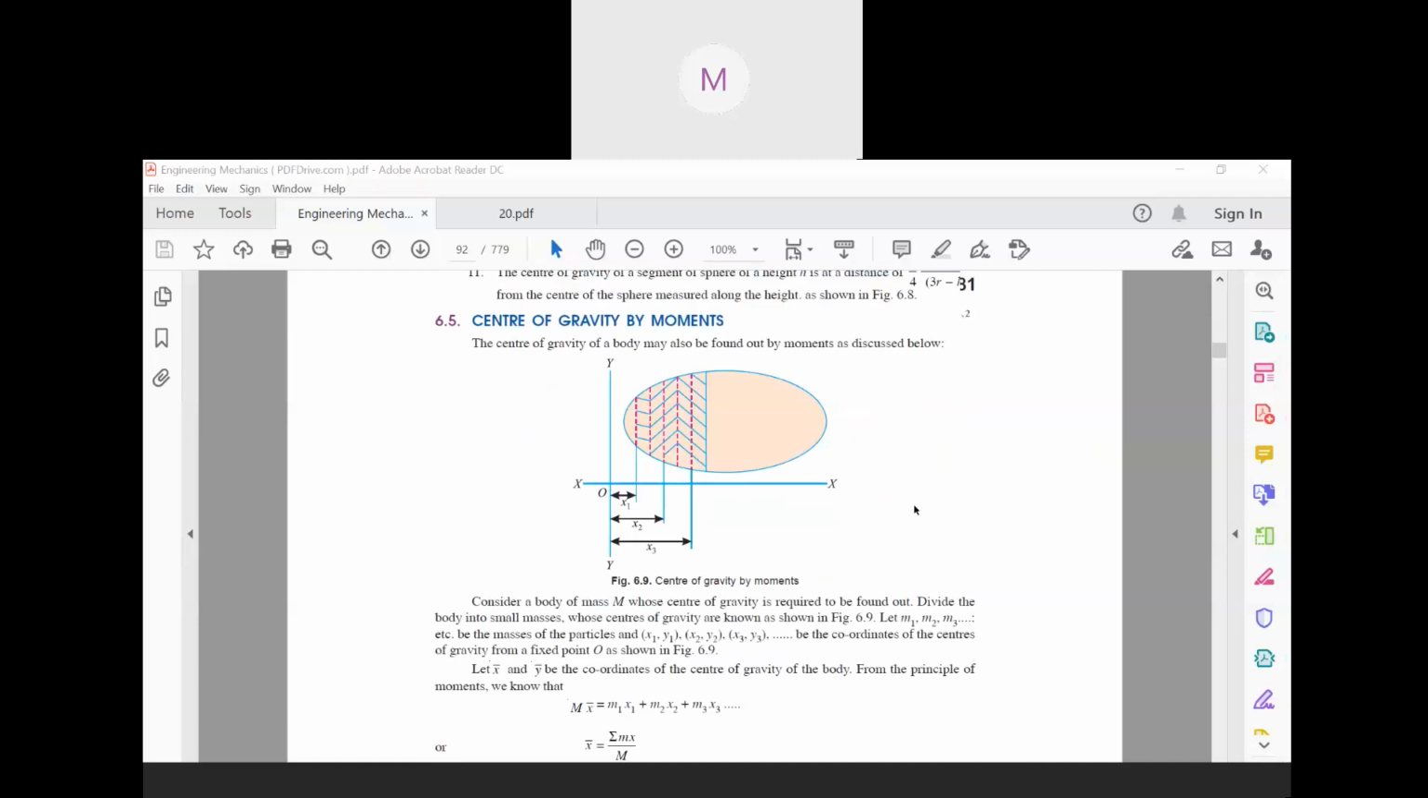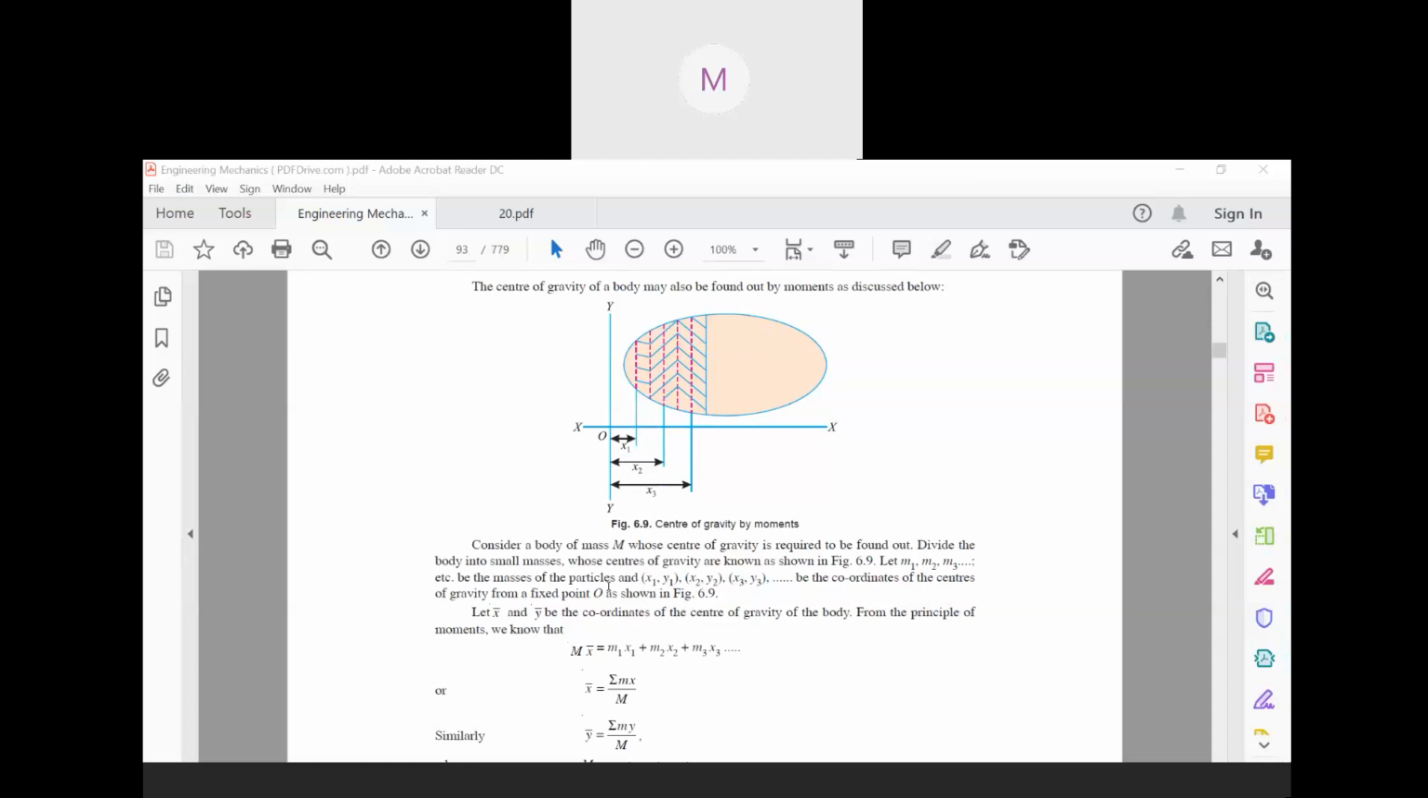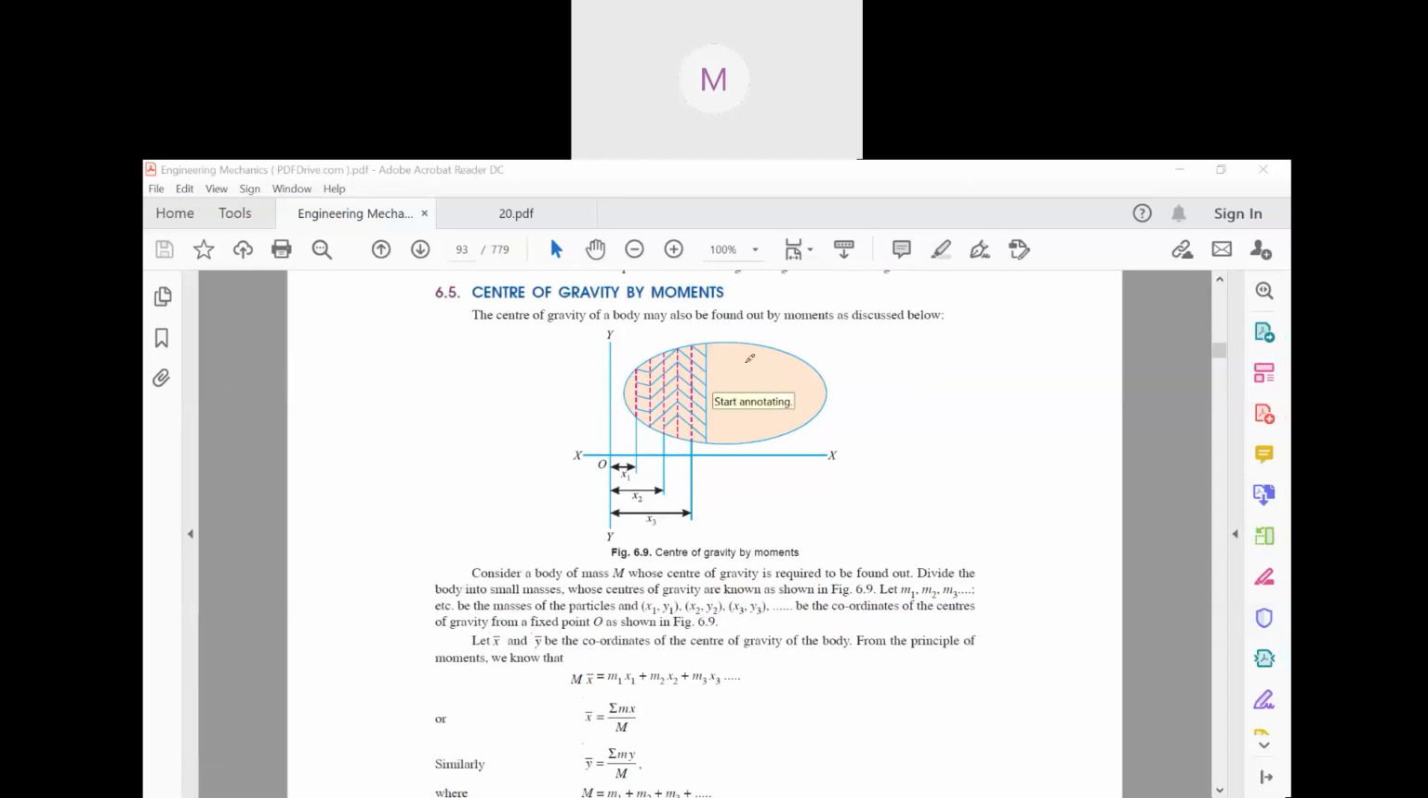Now, today we'll discuss center of gravity by moments. Center of gravity by moments can be found like this. Now, please pay attention. Suppose this is a body of mass m, whose center of gravity is required to be found out.